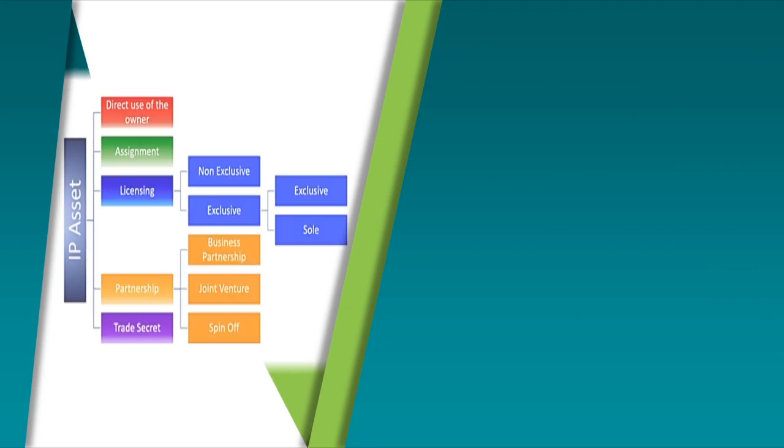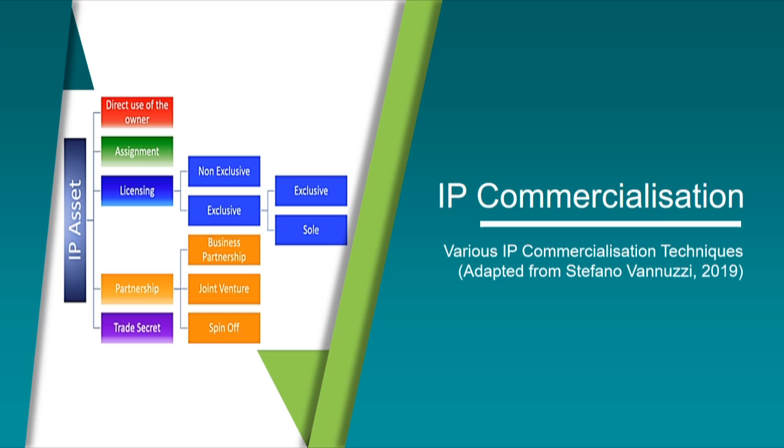That means, if you have an IP asset, rather than stopping the others from using it, we should try to commercialize it and we should try to use it in a positive manner. This is what we mean by creating and managing a commercial strategy. Now, the IP asset can be commercialized in different ways. If you see, this figure depicts the different ways in which an IP can be commercialized.